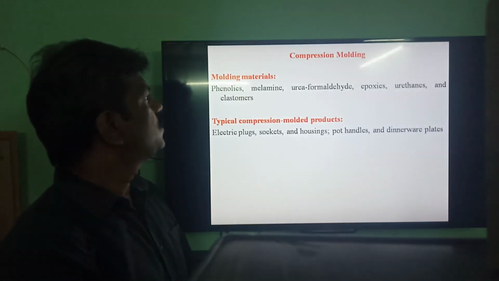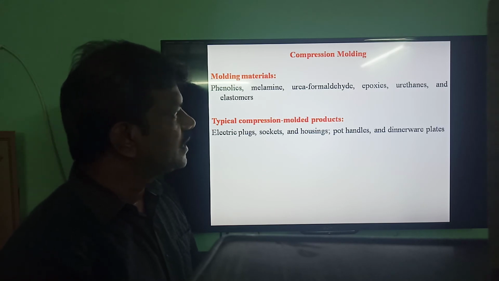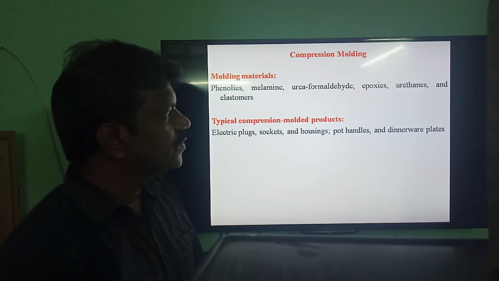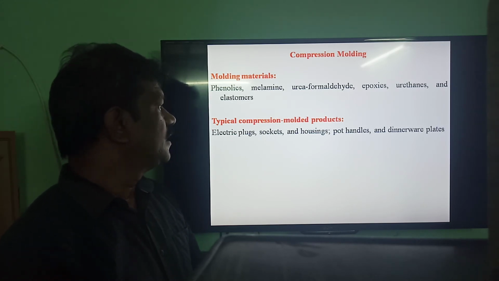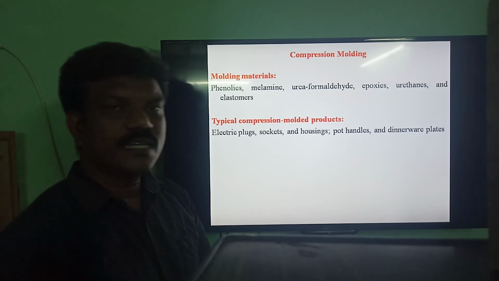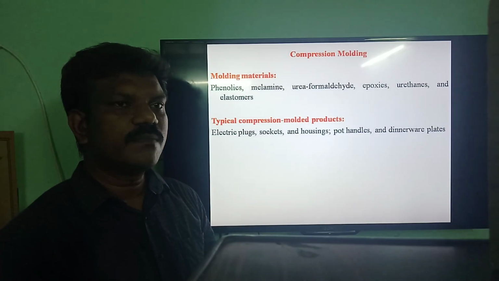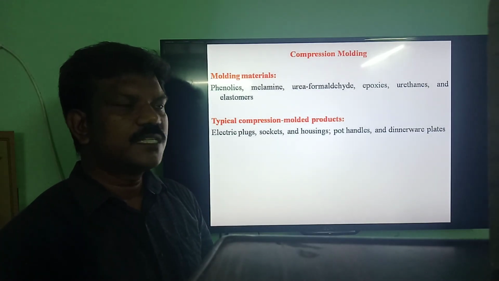The compression molding materials are phenolics, melamines, urea formaldehydes, epoxies, urethanes, and elastomers, right? Typical compression molded products such as electric plugs, sockets and housings, pot handles, and dinnerware plates are manufactured by means of this compression molding process.